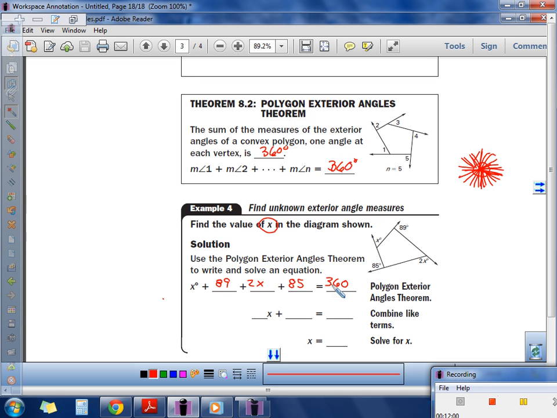Combining like terms is hard for some people. Whenever you're combining like terms on one side, so we're just on this side of the equals, we just do what the signs say on that side. X plus 2x is 3x. 89 plus 85 is 174, and then we have that 360. Now the last step, it wants you to do two things in one. It wants you to subtract the 174 and then divide by 3. When you do that, what do you get? Is it 60 or 62? 62.